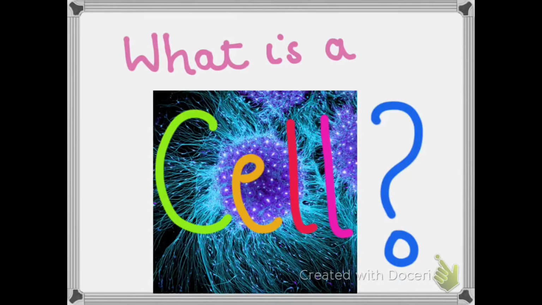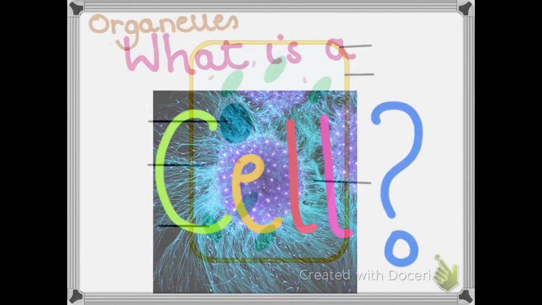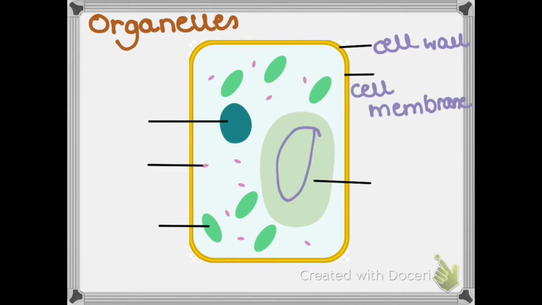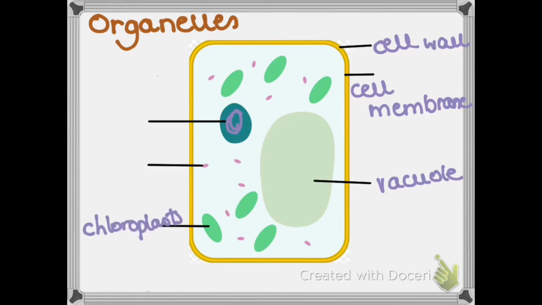Some basic cell components. Without cells, the world wouldn't exist. We wouldn't exist. The outer wall over here is called a cell wall. The inner wall is called the cell membrane. The large oval-shaped green substance is called a vacuole. The green organelles are called chloroplasts. This roundish shaped organelle is called the nucleus. Last but not least, the pink organelles are called mitochondria.